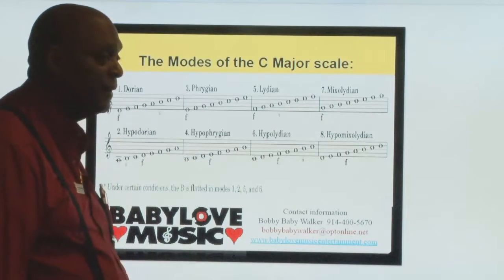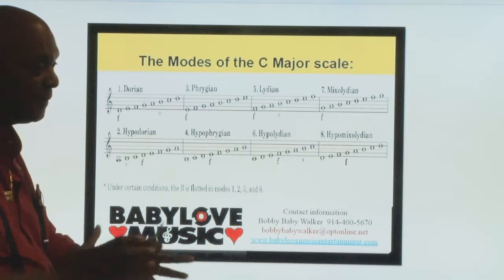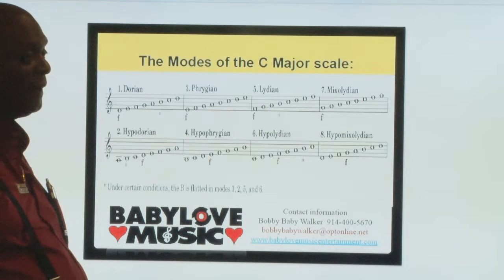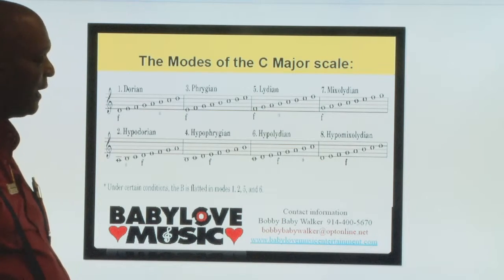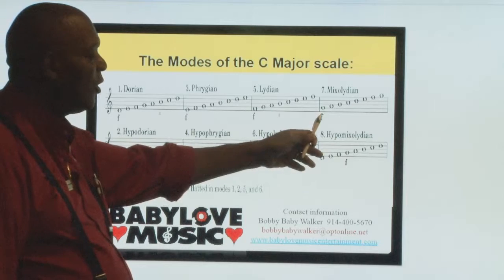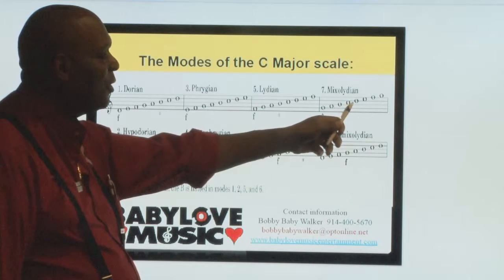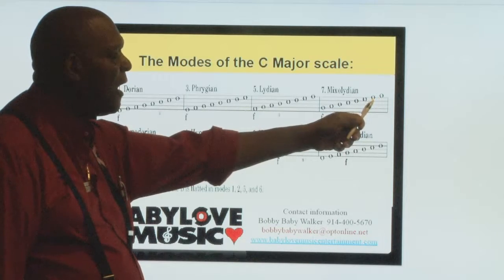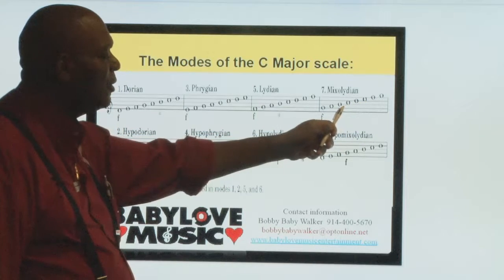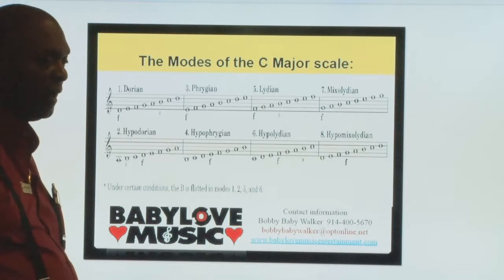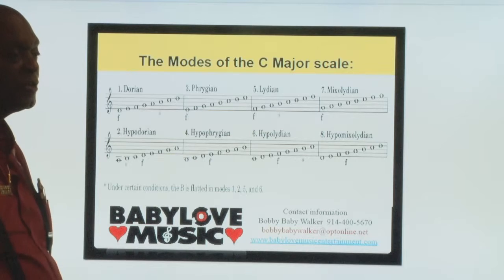The next one will be the Mixolydian. So you gotta mix it up with the Mixolydian number 5. Do, re, mi, fa, sol, right? Mixolydian starts on sol. Sol, la, ti, do, re, mi, fa, sol, fa, mi, re, do, ti, la, sol. That's the Mixolydian.